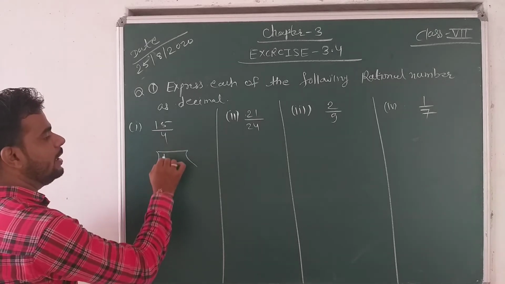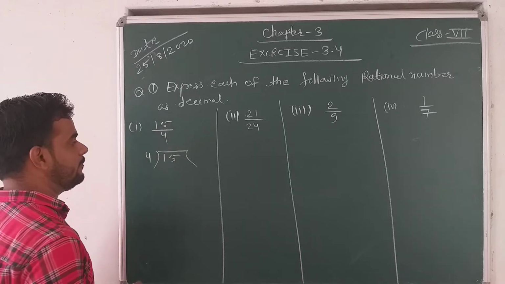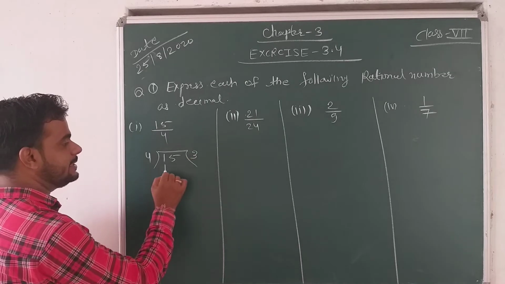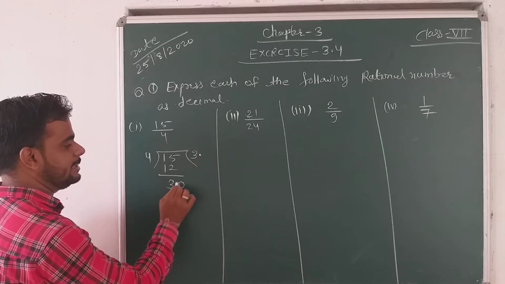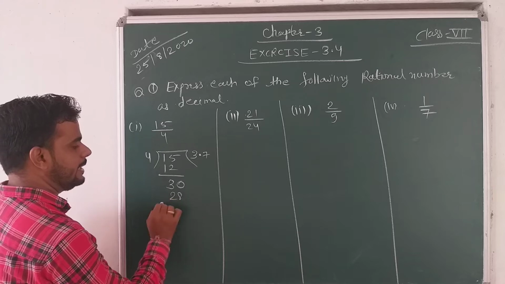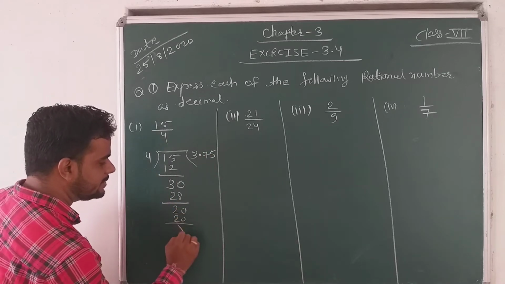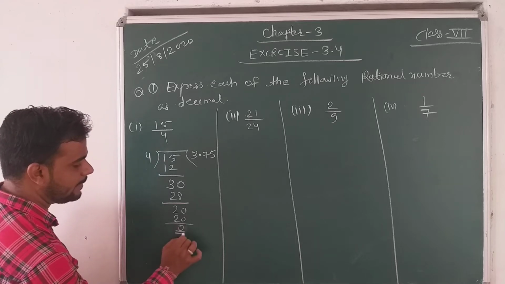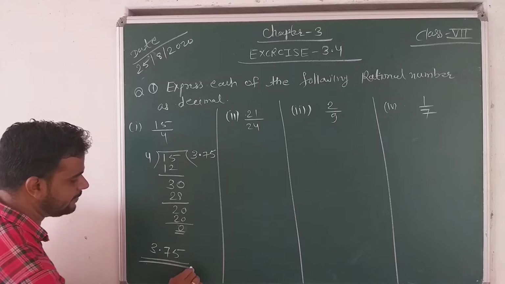So 15 divided by 4. 4 ones are 4, 4 twos are 8, 4 threes are 12, 4 fours are 16. It means 3, then 12. Remainder is 3. Afterwards decimal, 0. 4 sevens are 28. Okay, then 2, again 0. 4 fives are 20. So the remainder becomes 0. You know that remainder becomes 0. So your decimal expression is 3.75.